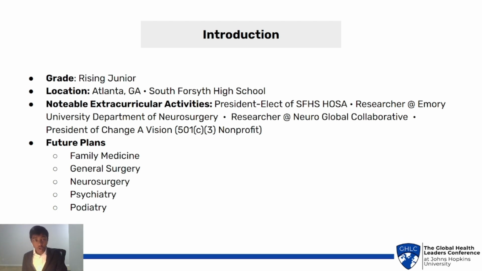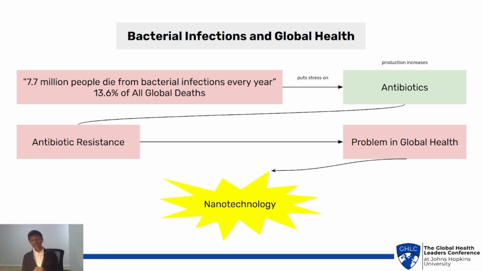Now, without further ado, let's dive into the main subject: bacterial infections and global health. 7.7 million people die from bacterial infections every year, and this accounts for 13.6% of all global deaths per year, or 1 out of 8, which puts stress on antibiotics. This increases the production of antibiotics, which leads to antibiotic resistance and MDRs, multi-drug resistant microorganisms, which pose a problem in global health, and which brings us to one promising solution: nanotechnology.